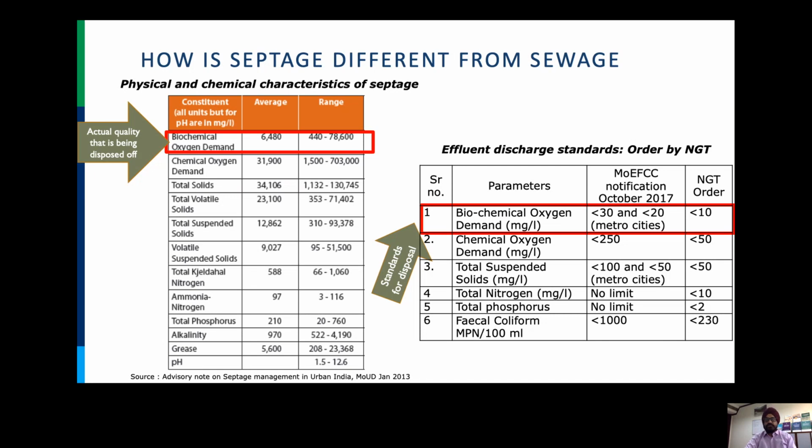The CPCB standards, which are essentially followed by most cities, are more liberal. So this is just to show that the standards are different by two organizations, Ministry of Environment and Forest and Climate Change, whereas NGT orders are more stringent. But yes, the cities follow MoEFCC orders, not the NGT orders.